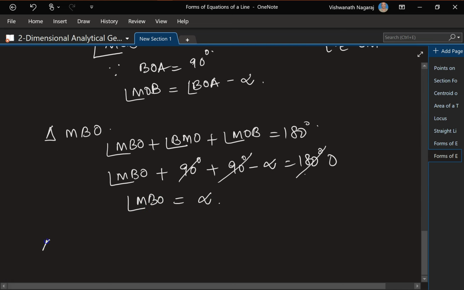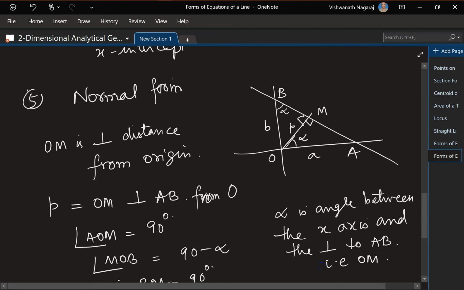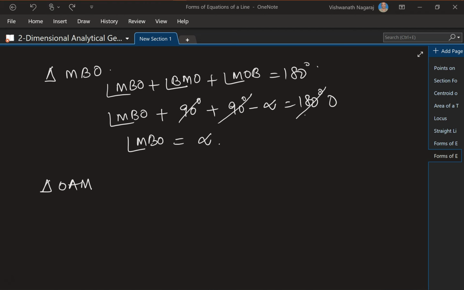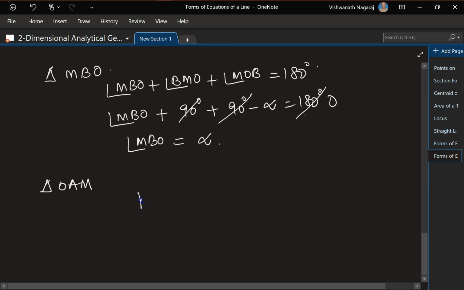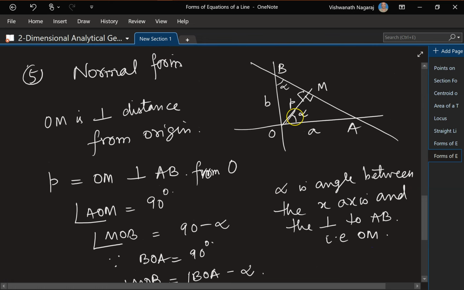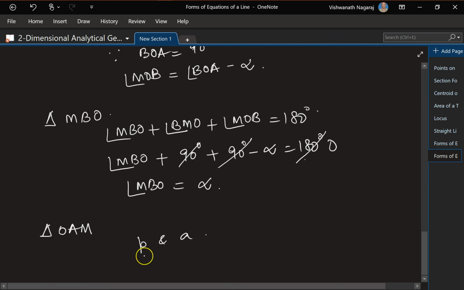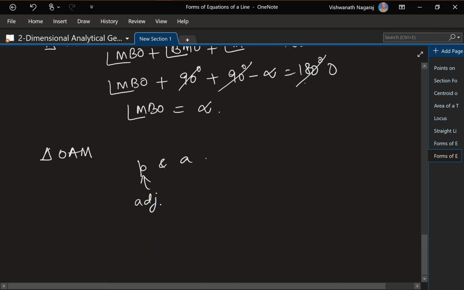Now in triangle OAM. Now what is OAM? Remember, we need an equation with p and a. Now if you look at this angle alpha, p is the adjacent side and a is the hypotenuse. So which trigonometric ratio? We require cos alpha, which is p by a.